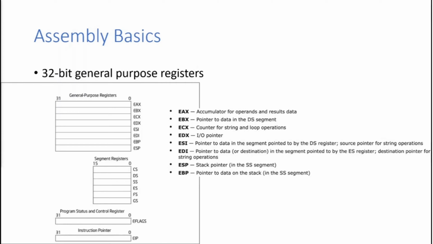The 6 segment registers are the stack segment, which is a pointer to the stack, code segment which points to the code, data segment which points to the data, extra segment which points to extra data, where the E stands for extra, FS segment register points to the extra segment, and the G segment register, GS, points to still more extra segment.